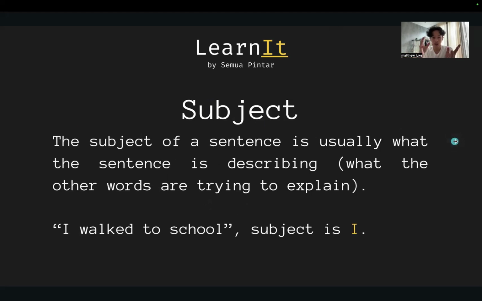Now, the subject of the sentence is usually what the sentence is trying to describe, what the other words are trying to explain. So let's take a look at the example. I walk to school. In this sentence, what we're trying to describe is someone walking to school, right? And with I being placed at the very start, we can know that the subject is I, as now the sentence is describing who walked to school. I walk to school. I, being I, am walking to school. That is what the sentence is describing, and thus I am the subject.